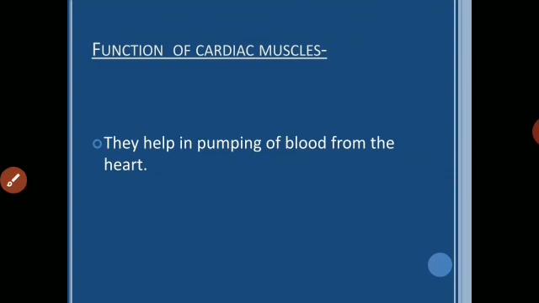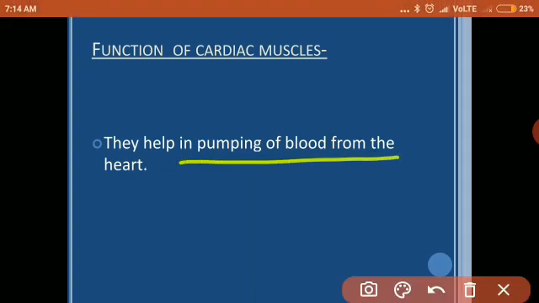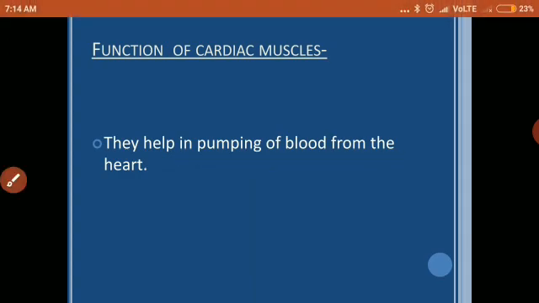Now what is the function of the heart? Pumping of blood, isn't it? And therefore the function of cardiac muscles is also pumping of blood from the heart. So this is all about the muscular tissue.